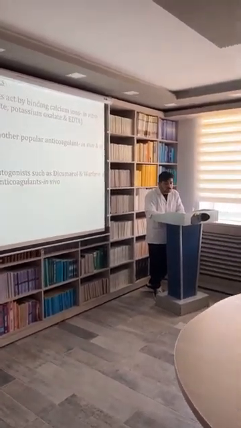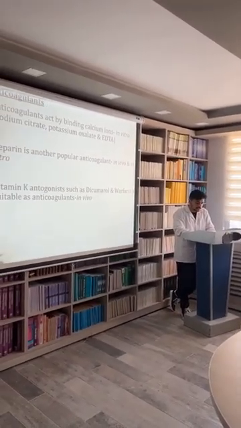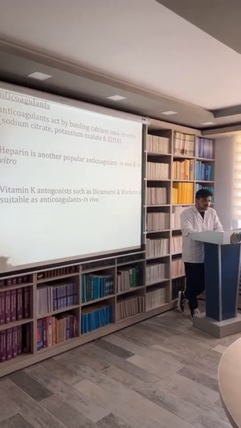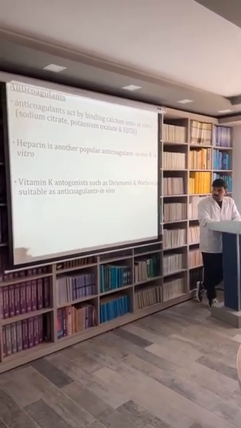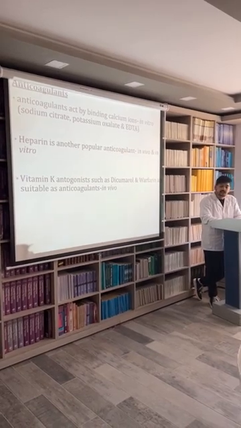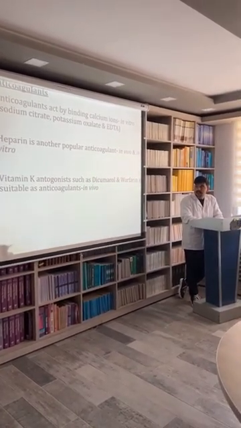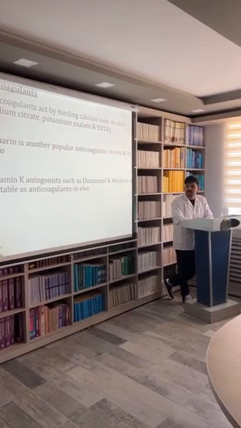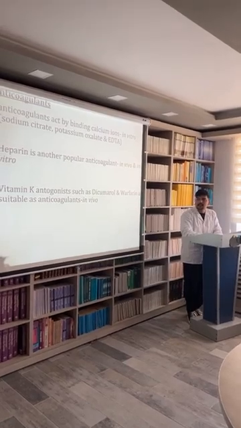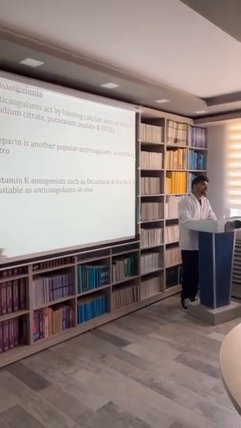Now anticoagulants. If coagulation has formed, there are some special drugs known as anticoagulants, which we can give in vitro, using sodium citrate, potassium oxalate, and EDTA. Heparin is also one of the important anticoagulants which we can give in vivo and in vitro. And last are the vitamin K antagonists such as dicumarol and warfarin, which are also stable anticoagulants, and we can give them in vivo by IV.